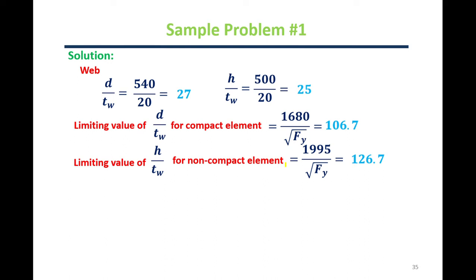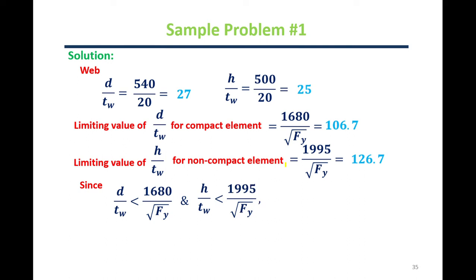So ayan sa ating mga codes yan. So since D over TW is less than 1680 over square root of Fy, and then H over TW is less than 1900 over square root of Fy, therefore, the web is a compact element. So nakita natin, di ba? Kasi 27 lang yun. Ito 106, ito 25, ito 126.